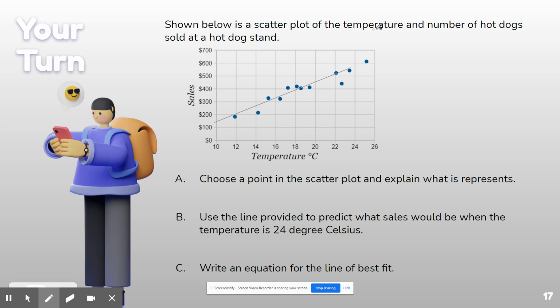Shown below is a scatter plot of temperature and number of hot dogs sold. So we've got temperature down here. We've got the cost. Okay. It says choose a point in the scatter plot and explain what it represents. So I'm going to choose this point here because it's right on 400. So for me, it means when it's about 18.5 degrees Celsius, they sell $400 in hot dogs.